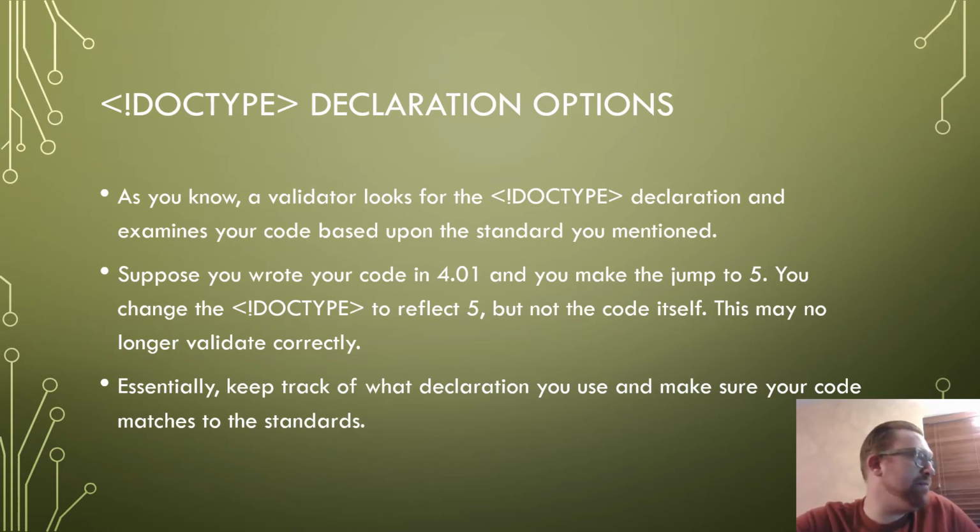So, the example that the text gives is, say you wrote your code in 4.01 and then you decide to make the jump to 5, and you think, oh, I'm just going to go ahead and change the doc type declaration at the beginning, and that'll work, I can always go back and fix any code. Well, here's the thing: if you're working with a partner, they may grab that code and validate it because it looks like you put it in 5, and it will start coming up that it can't validate it. So please be careful. Essentially, you want to keep track of what declaration you use to make sure that the code that you use is up to that state.